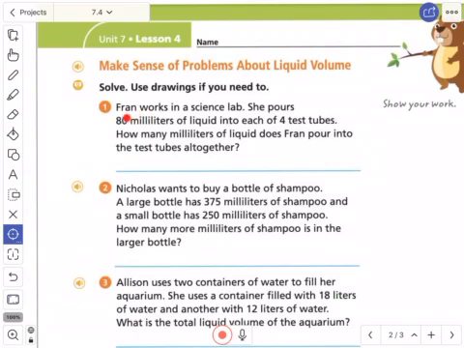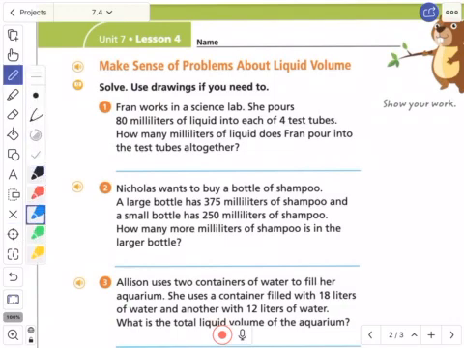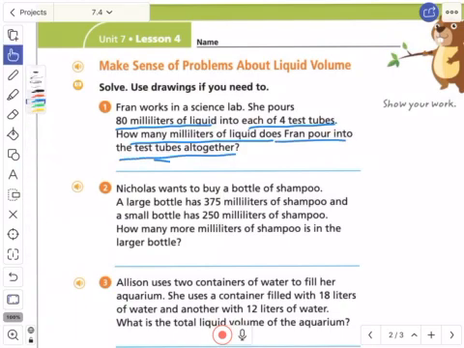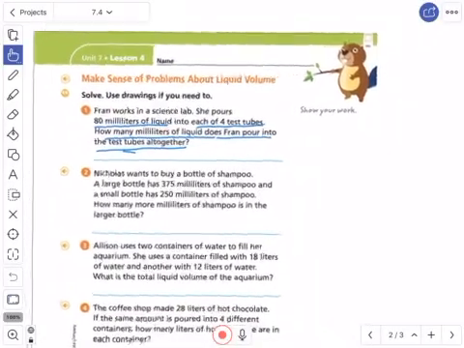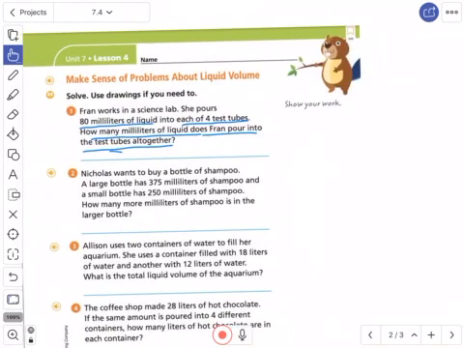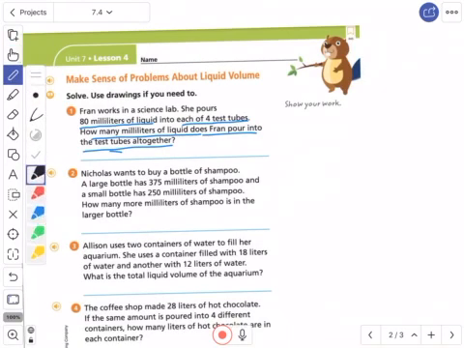Number 1 here says, Fran works in a science lab. She pours 80 milliliters of liquid into each of 4 test tubes. How many milliliters of liquid does Fran pour into the test tubes altogether? So for this first one, I'm thinking, okay, she pours 80 milliliters of liquid into each of 4 test tubes. Well, the word each definitely means multiplication.